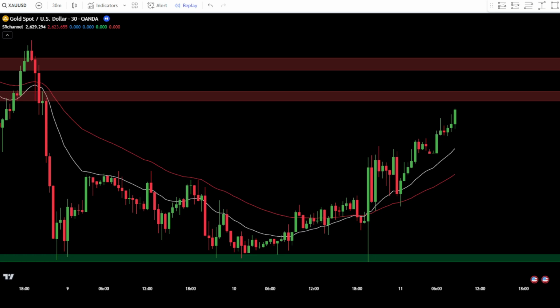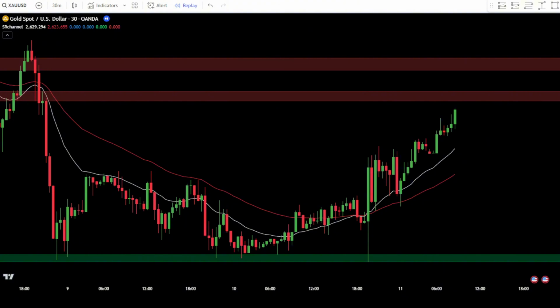The first use of this indicator is to identify support and resistance areas in the market. The green areas are the support areas. If a rejection happens in this area, you will focus on finding the best point to place a buy order. Meanwhile, the red areas are resistance areas. If a rejection happens in this area, you will focus on finding the best point to place a sell order.